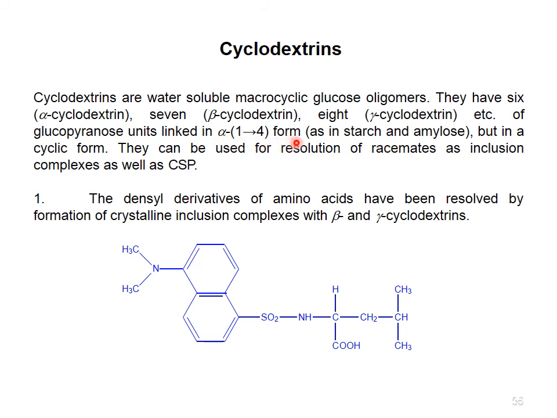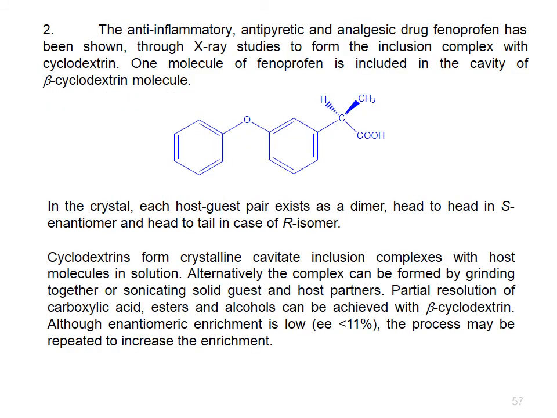The dansyl derivatives of amino acids have been resolved by formation of crystalline inclusion complexes with beta and gamma cyclodextrins. The anti-inflammatory, antipyretic analgesic drug fenoprofen has been shown through X-ray studies to form inclusion complexes with cyclodextrin. One molecule of fenoprofen is included in a cavity of beta cyclodextrin molecules in the crystal. Each host guest pair exists as a dimer, head to head in the S enantiomer and head to tail in case of R isomer.